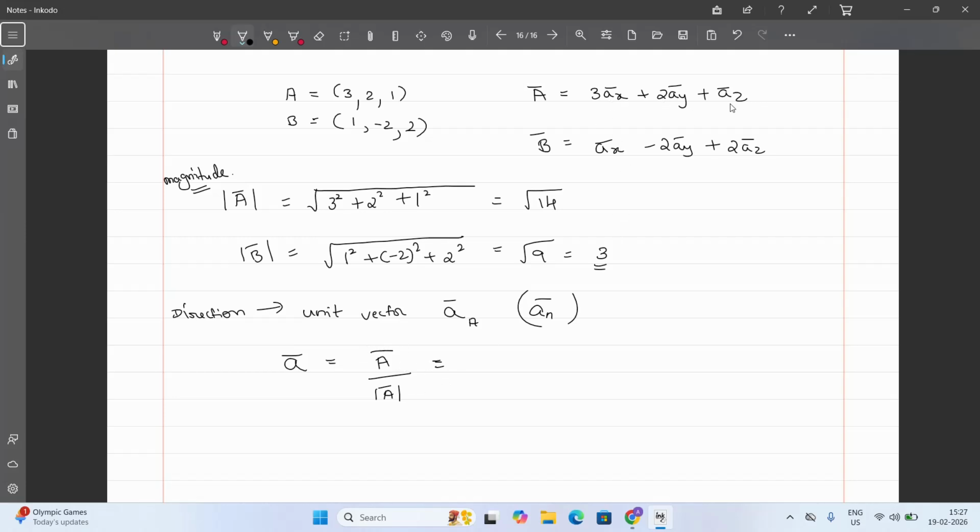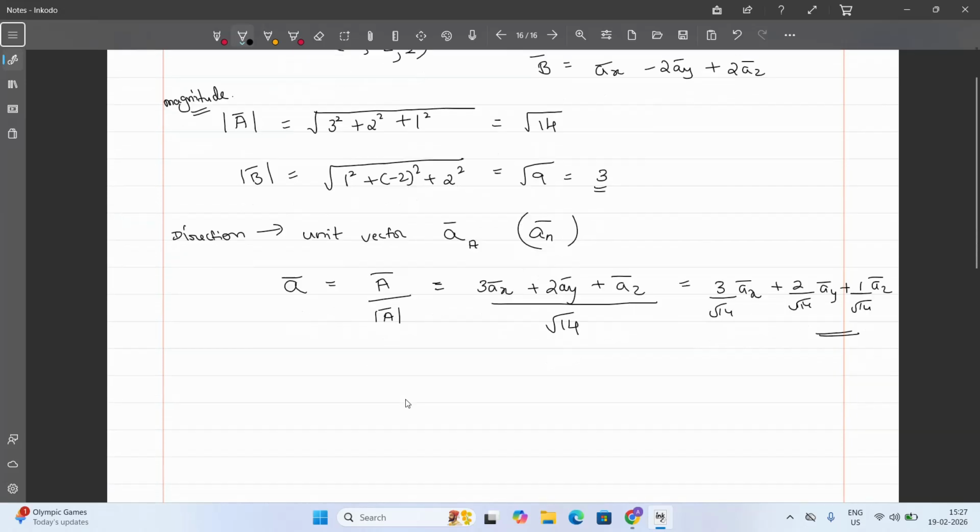Your vector A in formula is written like this: 3ax plus 2ay plus az, whole thing divided by, as we just calculated, the magnitude root 14 for A. It is nothing but, now split the denominator. So it will be 3 by root 14 into ax plus 2 by root 14 ay plus 1 by root 14 az. This is your unit vector. Looking at this, we'll be able to say the direction. It gives you the direction of the vector. Okay. So these are the magnitude and direction parts.